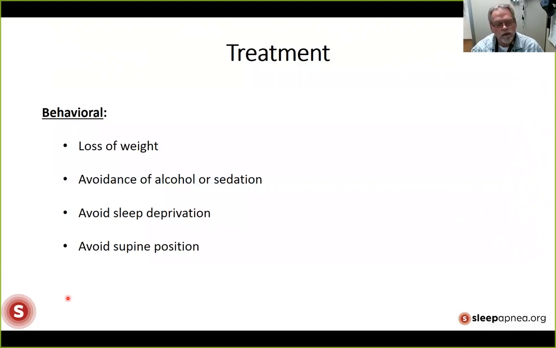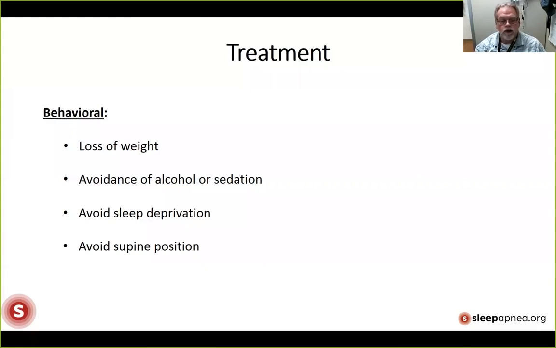Sometimes we can go with positional therapy. Oftentimes our patients have these events worst on their back, and that's what supine means, that they're laying on their back. So if we can teach a person to lay on their side, and there's a variety of ways we can do that, from physical means, little tennis balls and other things we could put on their backs to help train them not to sleep on their back, it may help eliminate some of their apneas.